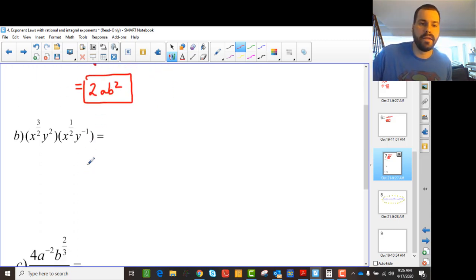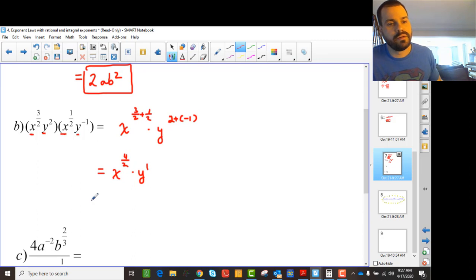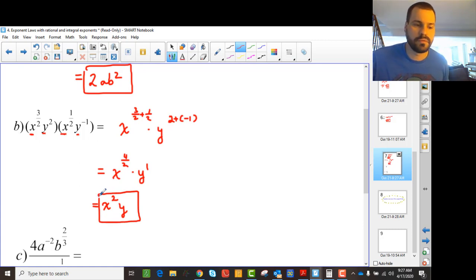Okay. The next one we're going to try, we're going to add these powers, right? So we're going to get x to the 3 over 2 plus 1 over 2. And then times y, we're going to add those powers. So 2 plus minus 1. So we get x to the 4 over 2. And then times y to the 1. Okay, 4 over 2 is just 2. And then I don't have to write the 1 on the y, so I can just write this simplified as x squared over y. Okay.